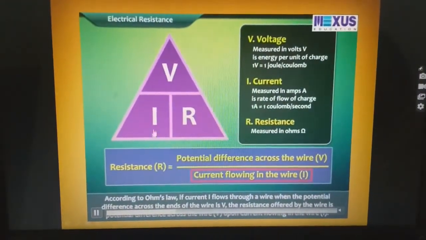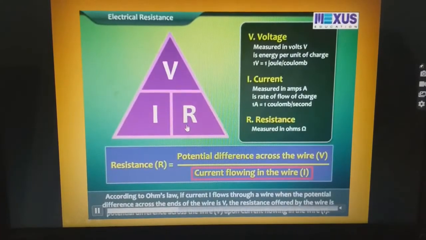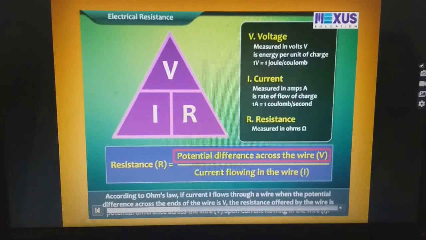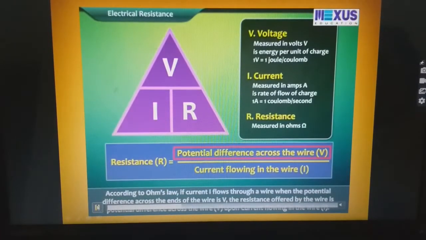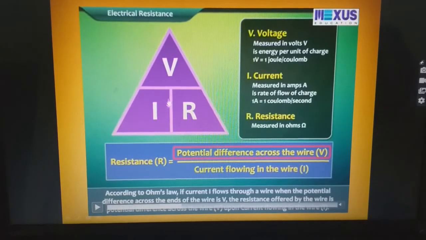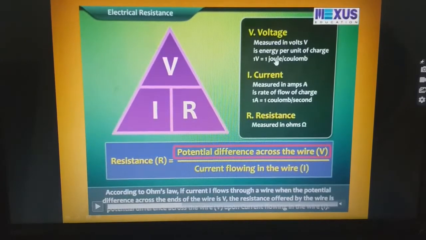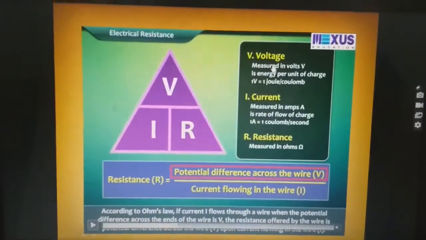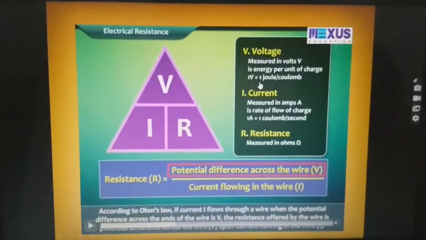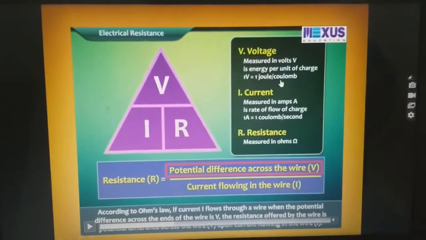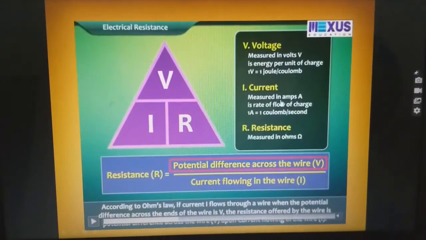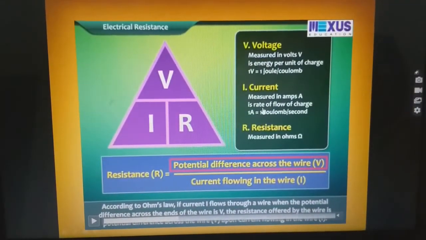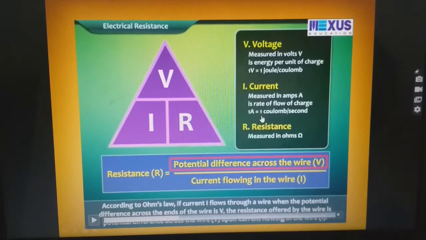V = IR is giving you a relation between these three fundamental quantities. V is the voltage. It is measured in volts. 1 volt is equal to 1 joule per coulomb, right? Current is measured in amperes, and it is the rate of flow of charge, and 1 ampere is equal to 1 coulomb per second.